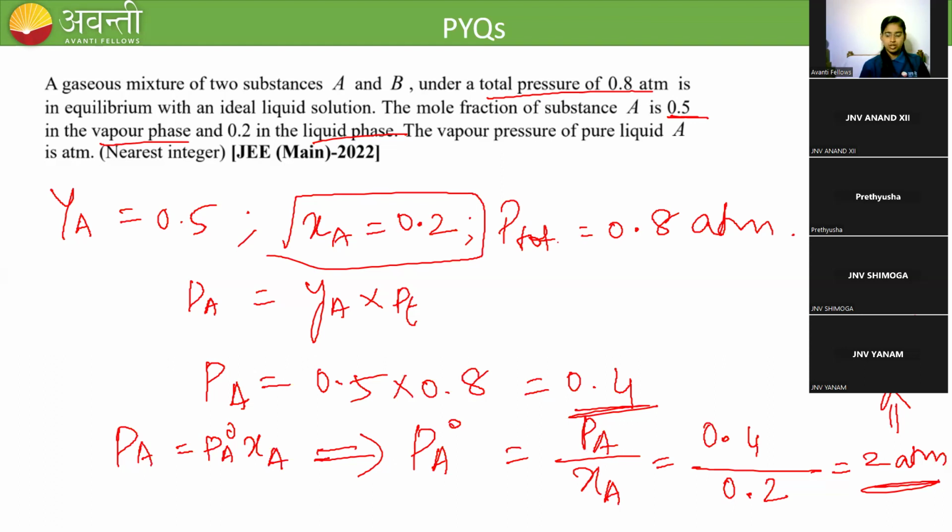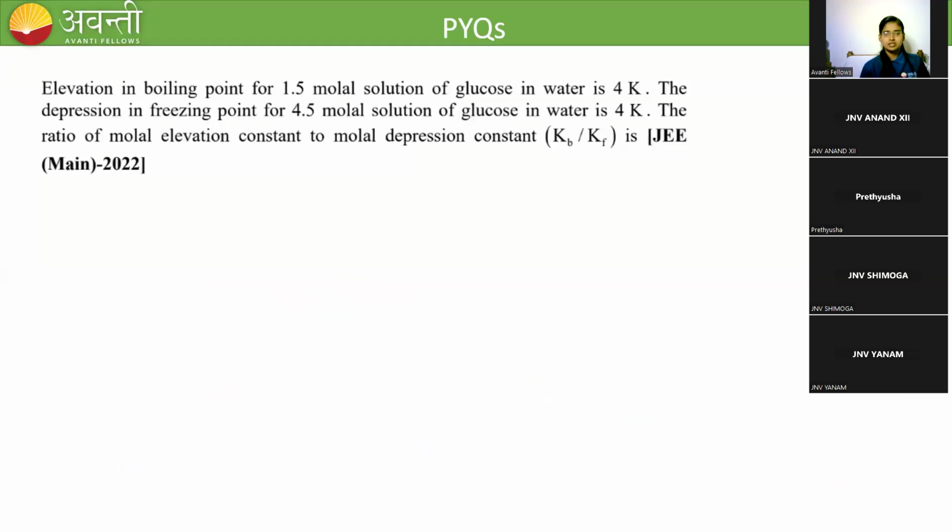Yes. Okay. So the next question is: the elevation in boiling point for 1.5 molar solution of glucose in water is 4 Kelvin. The depression in freezing point for 4.5 molar solution of glucose in water is 4 Kelvin. The ratio of molar elevation constant to the molar depression constant is. So what we have to find out? The ratio Kb by Kf we need to find out.